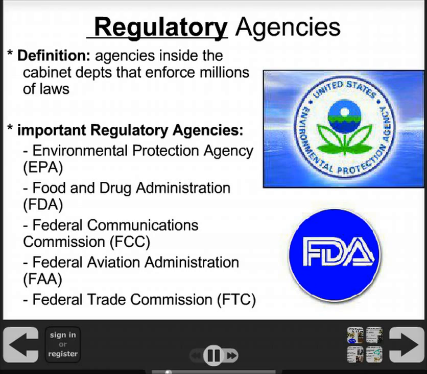The final piece of this executive branch puzzle is regulatory agencies. You've probably heard of many of these before. They enforce the millions of specific laws that Congress and the President create. Look at this list. How many do you recognize?